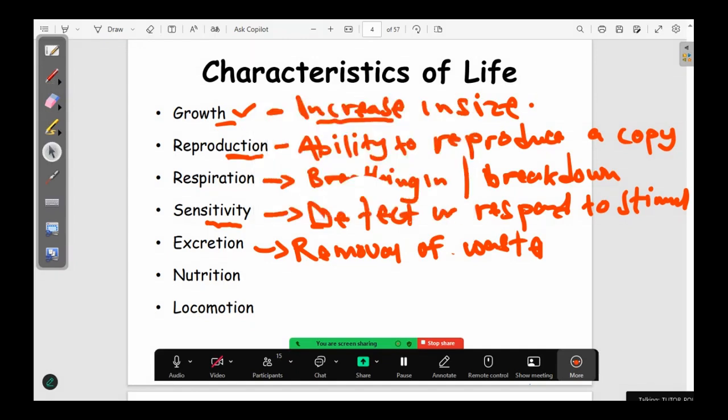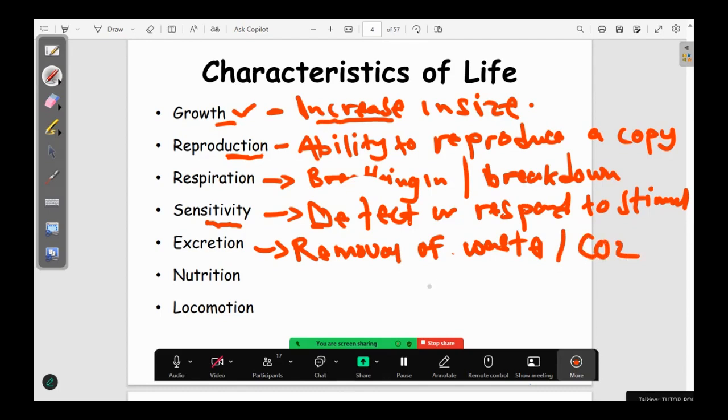So removal of waste is another characteristic of what? Life. So what do we mean? We're just removing the waste product. When you breathe in oxygen, the air that you need, after it works, it is removed as CO2, which is carbon dioxide. So excretion is very important.